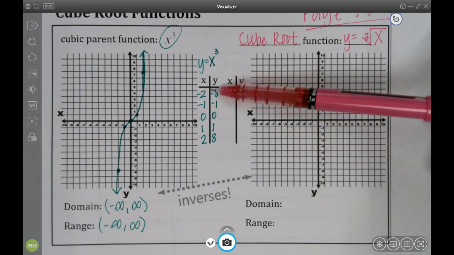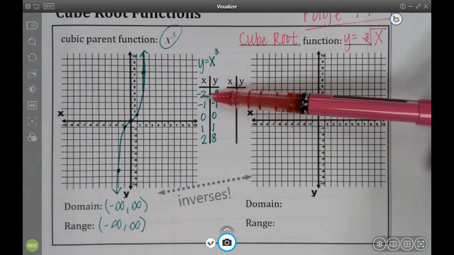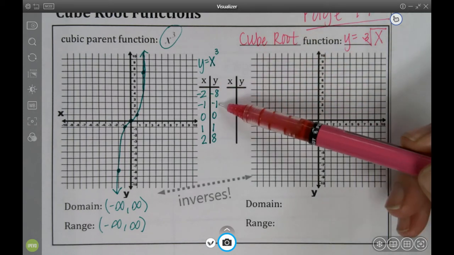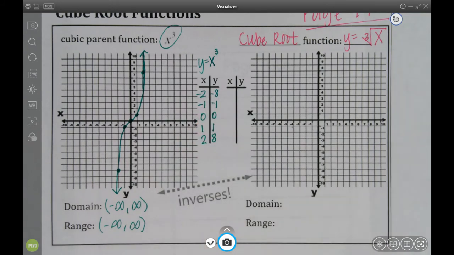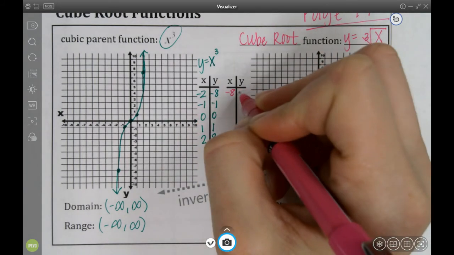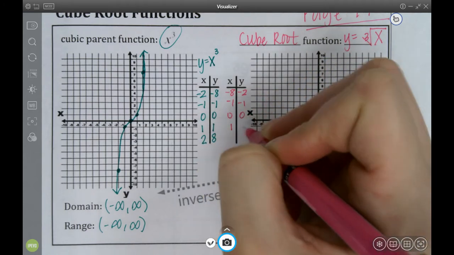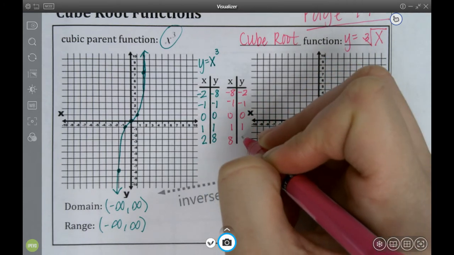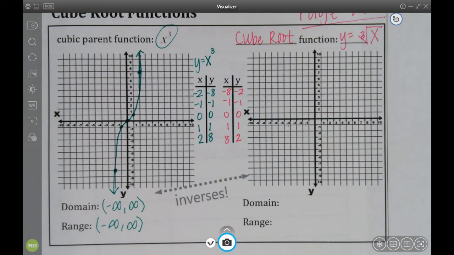Okay, so this time I'm looking for numbers that are easy to take the cubed root of. Probably going to be these numbers right here, right? Because what's the cubed root of -8? What's the cubed root of -1? Okay, so what's going to happen to my columns here? They're going to swap. This is the table you're going to want to write down.